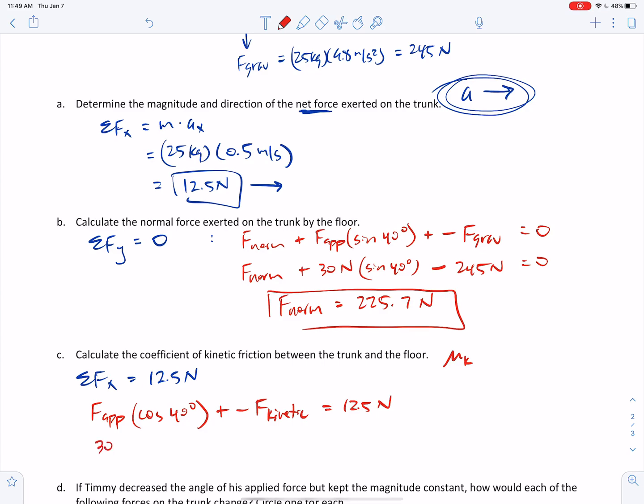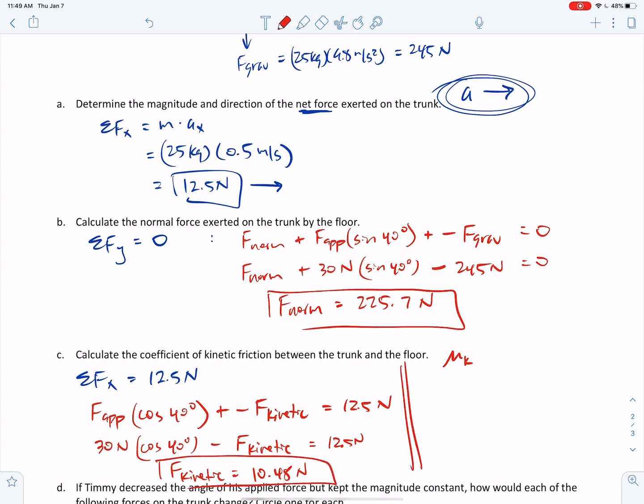Okay, so this is 30 newtons times the cosine of 40 degrees minus F kinetic equals 12.5 newtons. And that means this force of kinetic friction is 10.48 newtons.